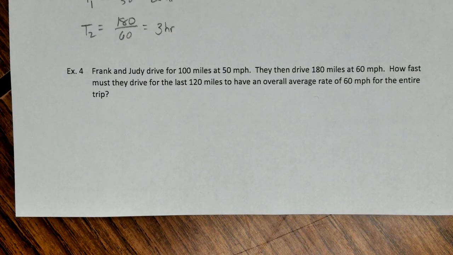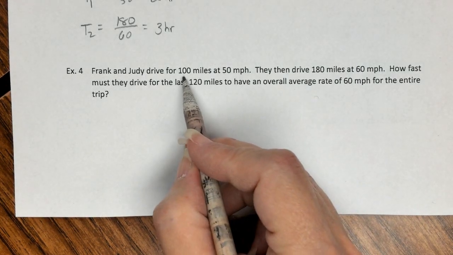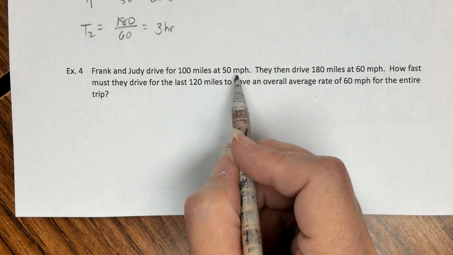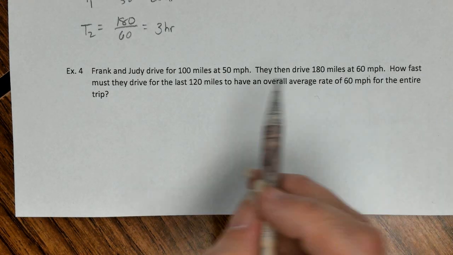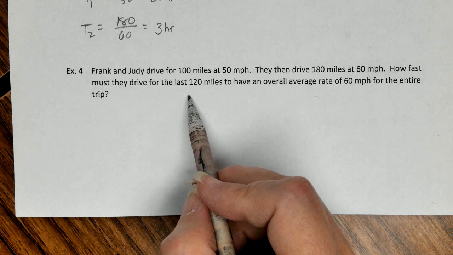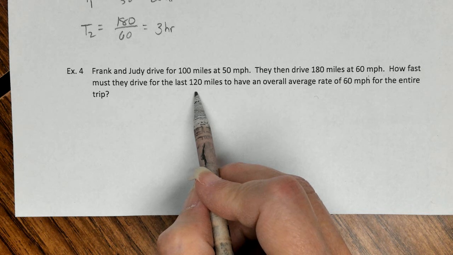Okay. Now, next example, Frank and Judy driving again. Okay, so far it looks like the same problem. 100 miles, 50 miles an hour, then they drive 180 at 60. How fast do they have to drive for the last 120 miles, just the third leg, to have an overall average rate of 60 for the entire trip?